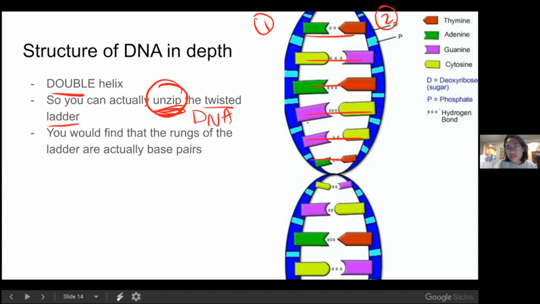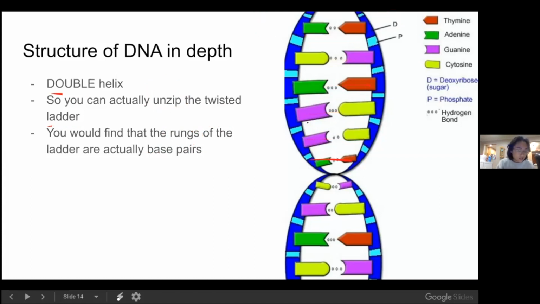And when we unzip DNA, we have found out that every single rung of the DNA ladder is a base pair of nucleotides. So what this is basically saying is that when you unzip DNA, there's two parts on each side of DNA. And it turns out that these parts are always pairs, that DNA likes to pair off with each other.